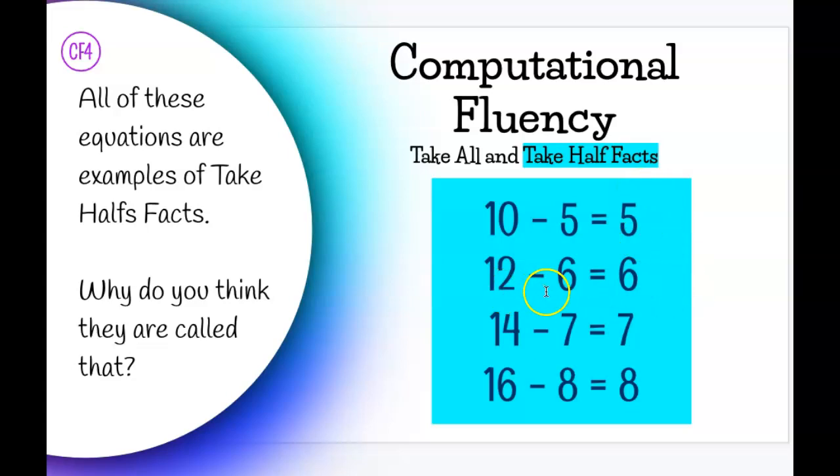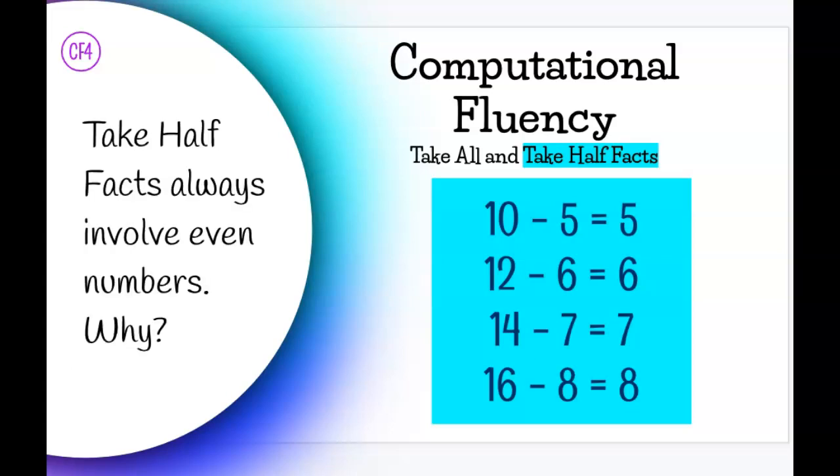12 minus 6 equals 6. But if you add 6 and 6 together, you get 12. Same with 7 plus 7 equals 14. So 14, take half. We have 7 left. Same with 16. If we have 16 and we take half, we have 8 left. These are a lot like our doubles facts, kind of backwards.